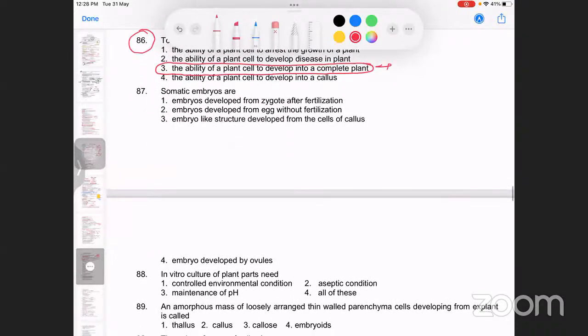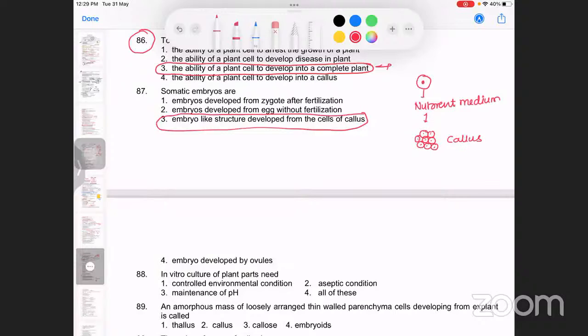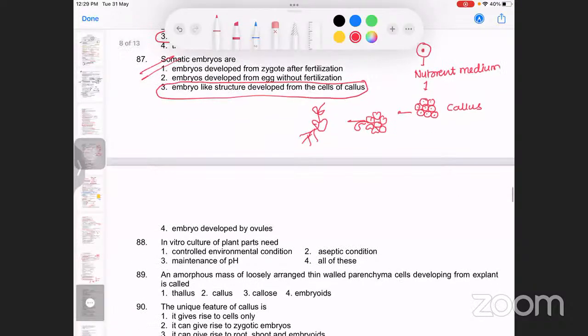Somatic embryos are embryo-like structures developed from cells, not from an egg without fertilization. Generally when we place a single cell in a nutrient medium, it will divide and produce a cluster of cells. This cluster of cells is called callus. This callus further differentiates into embryos, which we call heart-shaped embryo, globular embryo, or torpedo-shaped embryos. Later these embryos have an embryonal axis developing into plumule as well as radicle. So somatic embryos are developed from structures of callus.